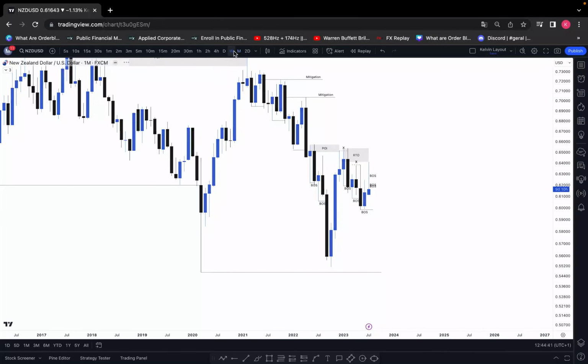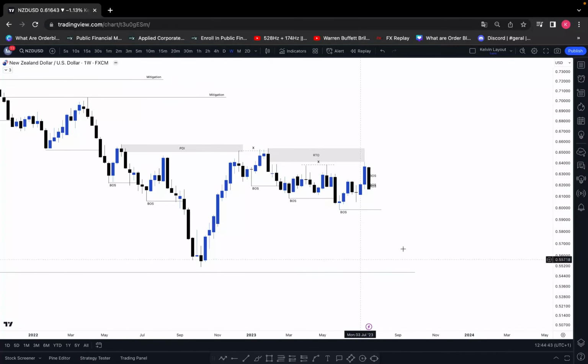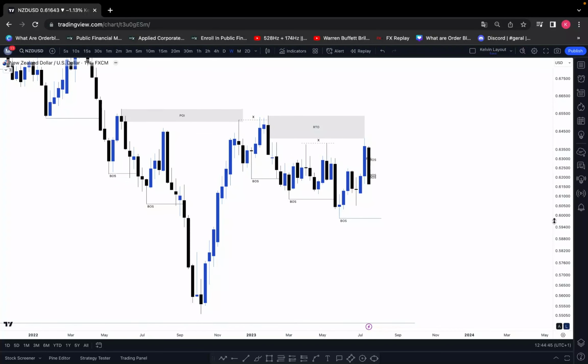So we drop down to the weekly time frame. We want to understand what's going on within that monthly range. So price came to the extremity of this supply zone. It had a high, low, and then it tried to create a high. It actually violated the previous high, but it failed to close above.